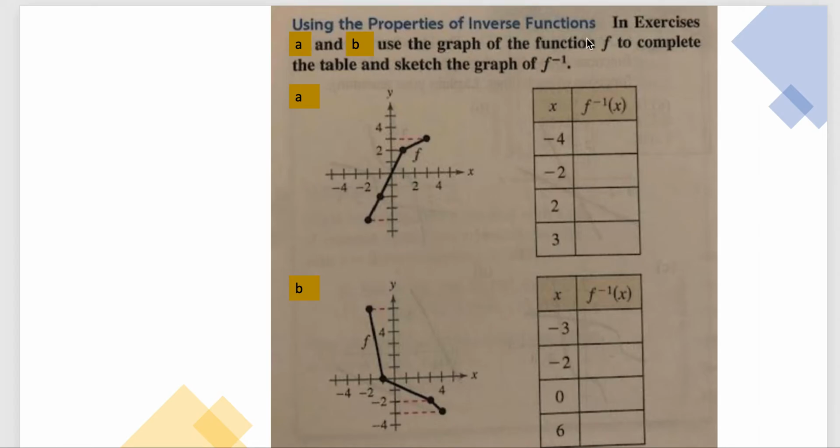Properties of inverse functions. In exercises A and B, use the graph of the function f to complete the table and sketch the graph of the inverse function.